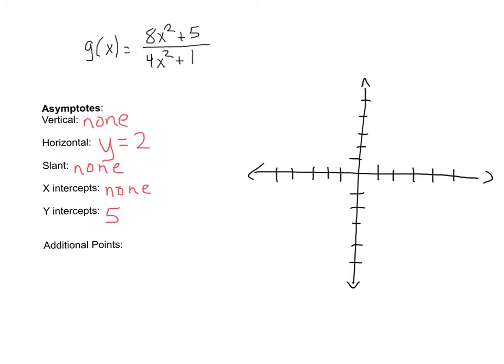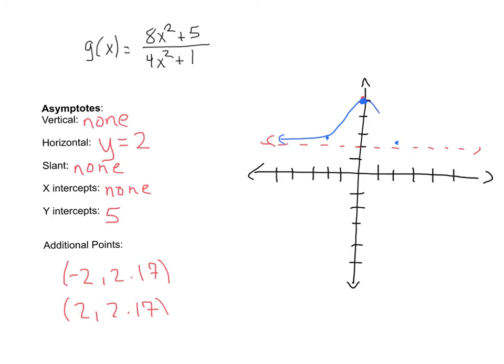I'm going to go ahead and plot what we know so far. Our horizontal at y equals 2. We've got a y-intercept at 5. I'm going to go up here to 5. Alright, now there's not too much to go on for our graph, so I'm going to go ahead and pick a few points. I know that my graph's going to have to approach the asymptote, but I'll go ahead and pick a couple just to be sure. I went ahead and got the points negative 2, 2.17, and 2, 2.17. So if I graph those, they're going to be somewhere around here, and just tracing my graph, I see that it's going to always go towards the asymptote on either side through those points, and there's my graph.